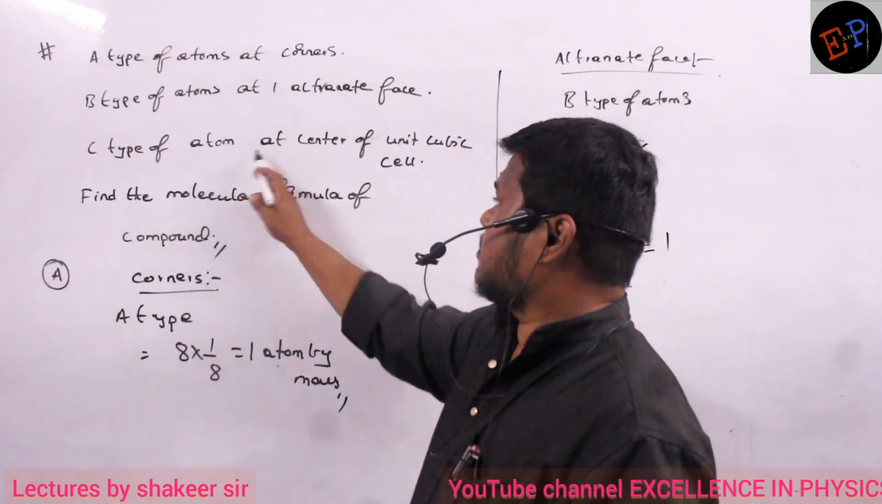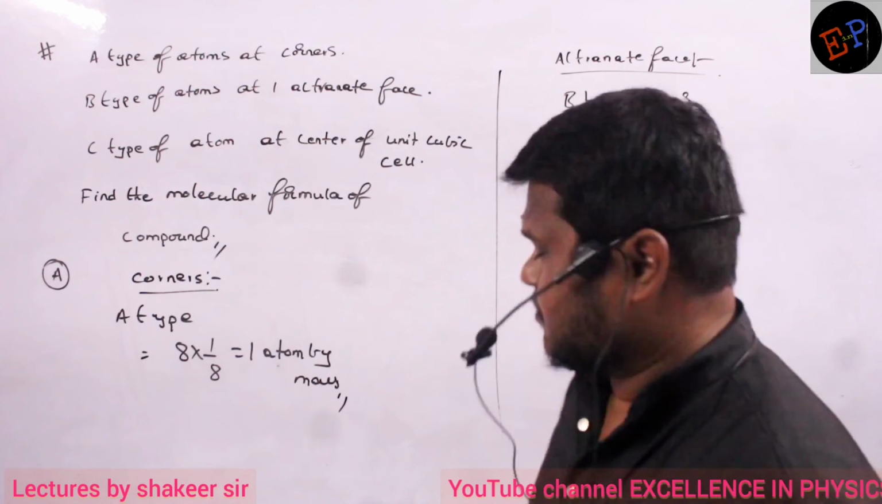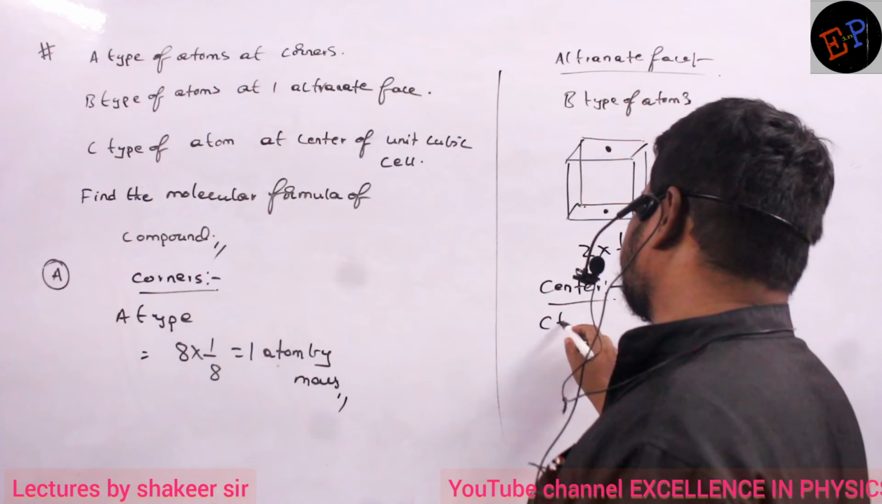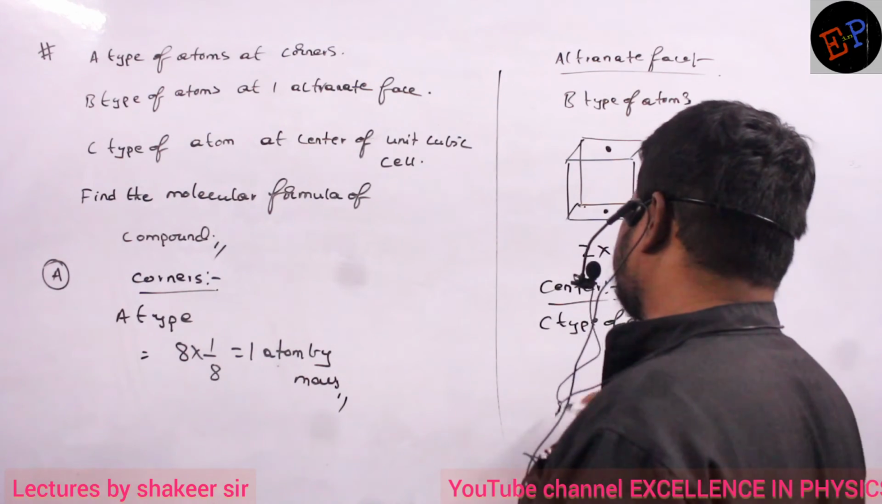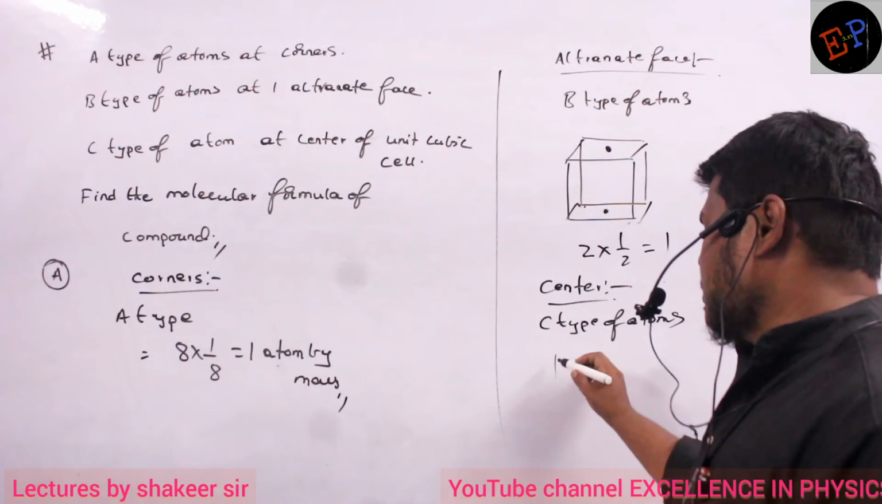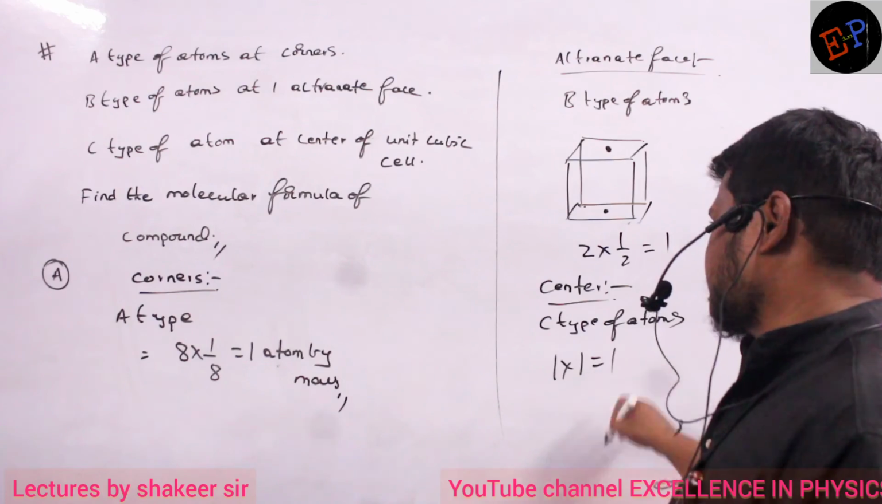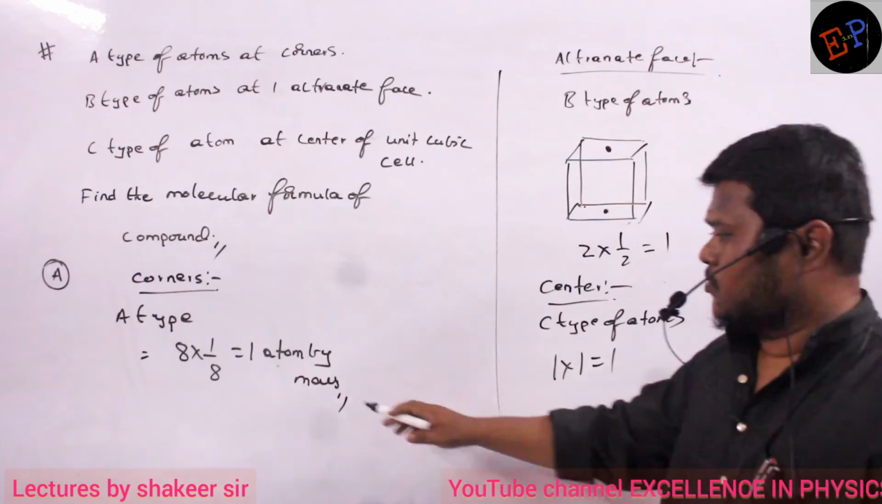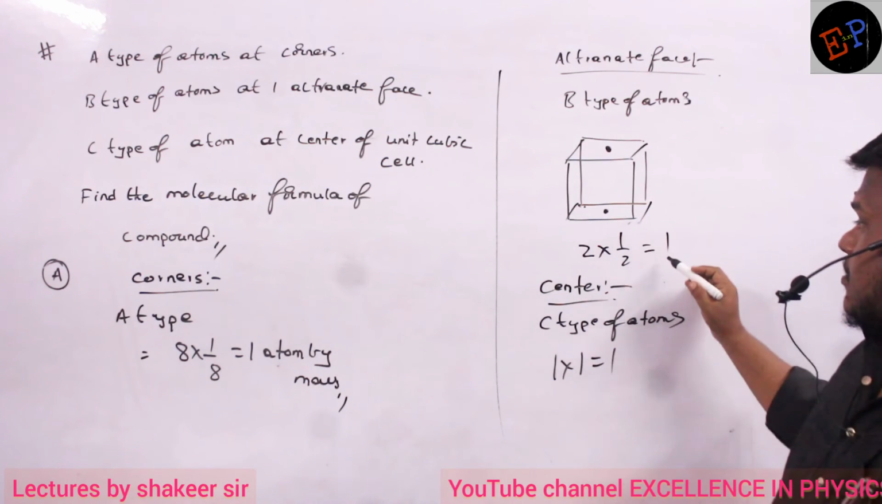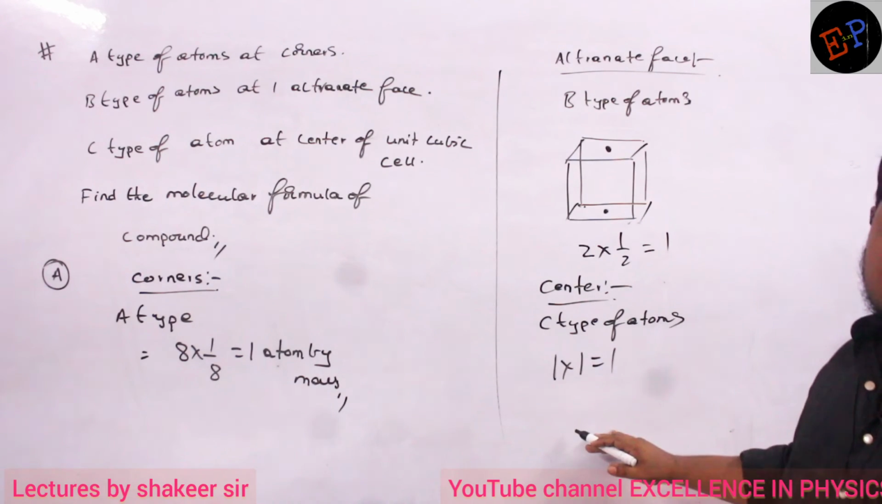Now at the center, how many atoms are there? At center only 1 atom can be present. Which type of atoms? C type of atoms. So 1 atom is present and its contribution is completely 1, so 1. So at the corners, contribution is 1. Phase contribution 1. Center contribution 1.